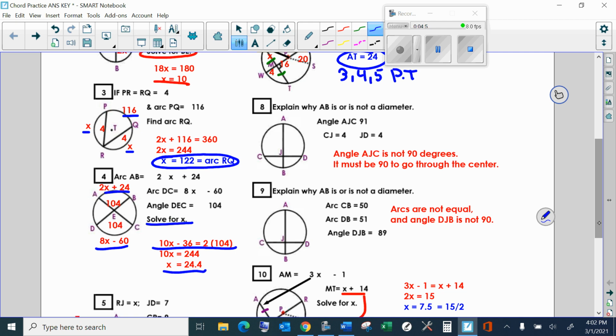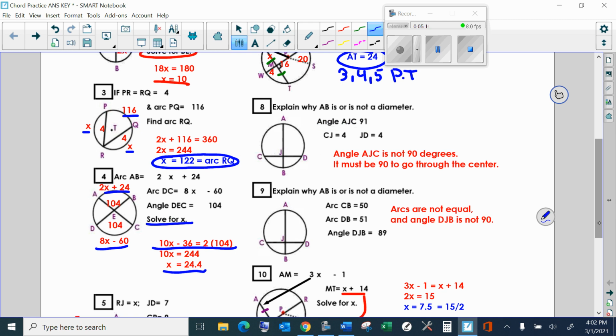Number 8, explain why AB is or is not a diameter. Remember, in order to be a diameter, this has to be 90 degrees. Is it 90 degrees? No, it's not. It's 91 degrees over here and 89 here, so it's not. It must be 90 degrees as explained right here.